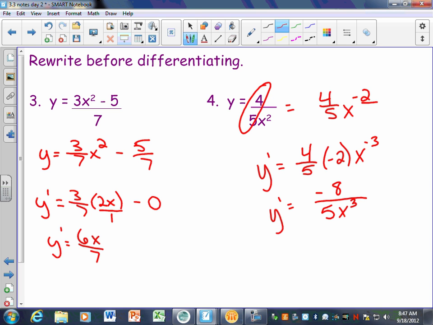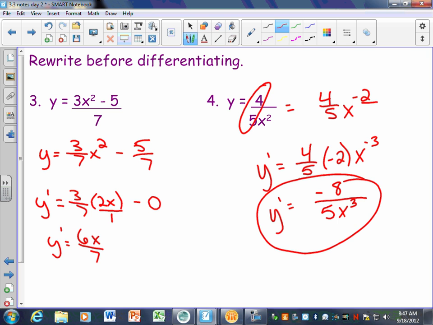Watch those negatives. That's why I said some people, I think Caitlin was saying she wasn't a big fan of the negative exponents when we did it last week. Do the quotient rule. The derivative of the top is going to be 0 times the bottom, and you'll still get the same answer. You just might have a little more simplifying to do.